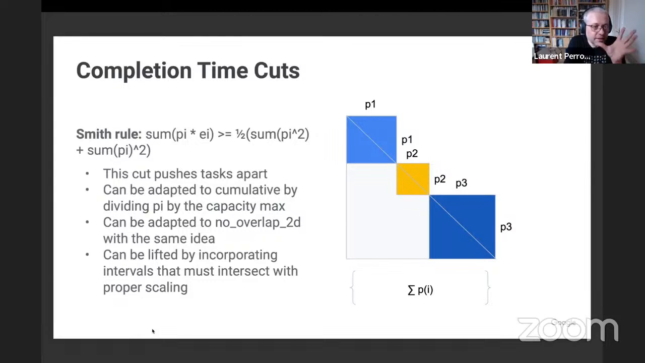And this cut is fantastic because if you look at the linear relaxation of a scheduling problem, all the start time will be pushed to 0 because it's far away from the makespan. And this cut spreads the tasks apart, saying they need to make space between them to work. So this is for an overlap. You can rescale and have it for cumulative. You can project and have it for an overlap 2D. And you can lift by incorporating tasks that must overlap, but not fully with the time window.